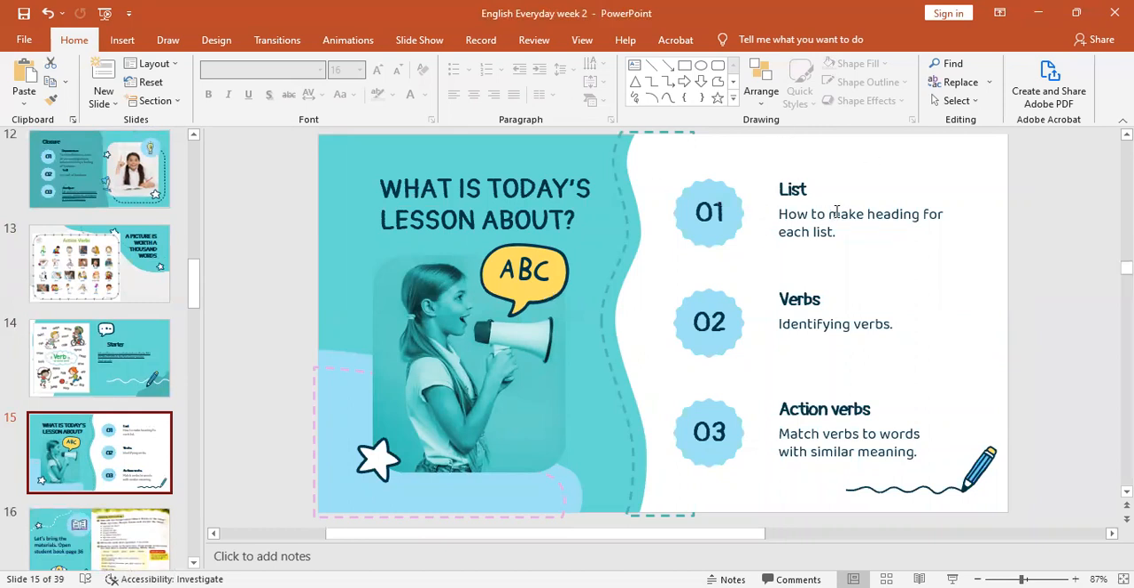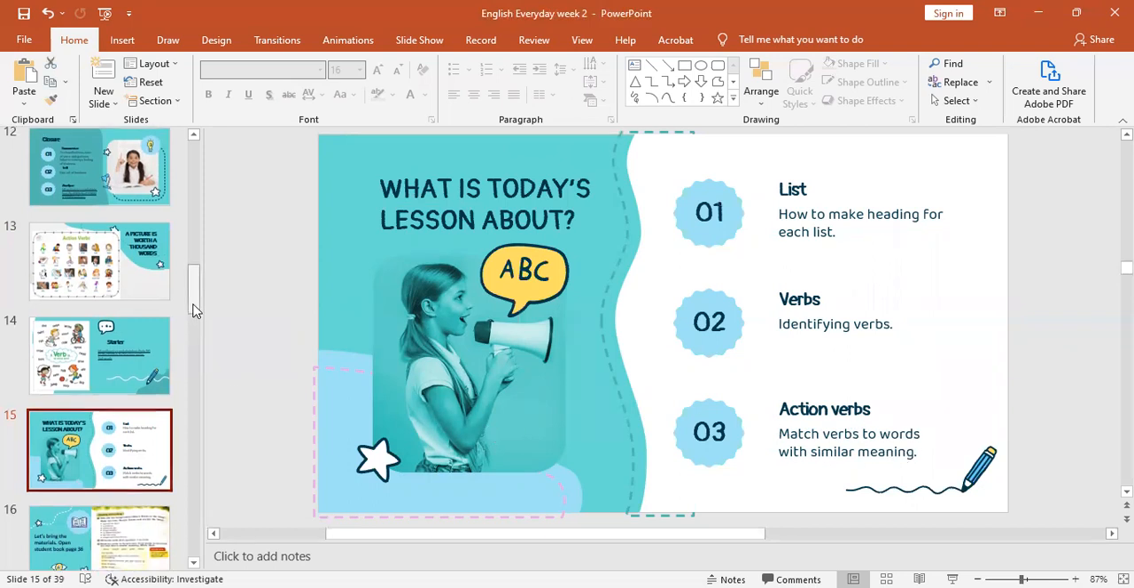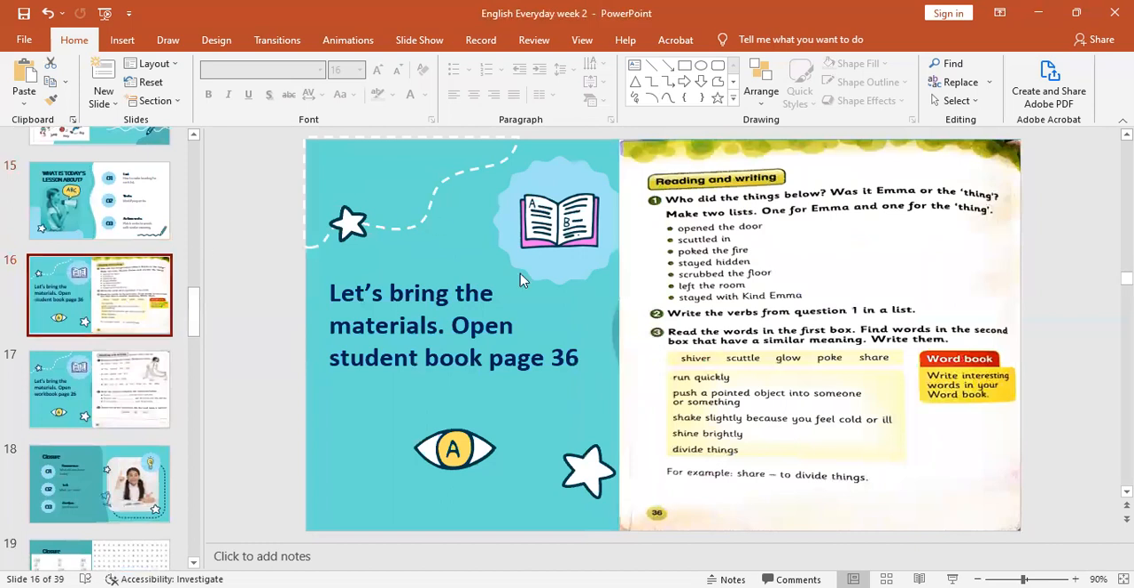Moving ahead, let's look at what today's lesson is all about. Today we are going to cover lists. We're going to make two lists, and we're going to learn how to make a heading for each list. Then we are going to identify some verbs, and also match verbs to words with similar meaning.